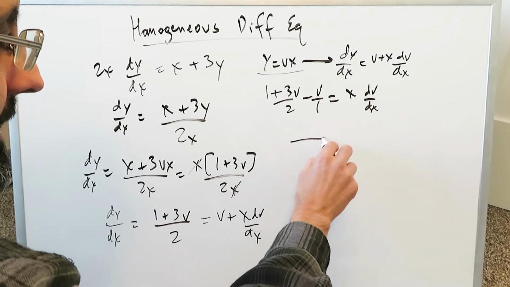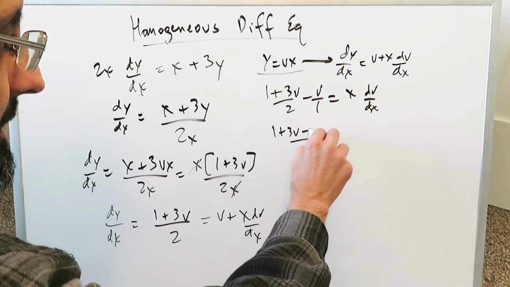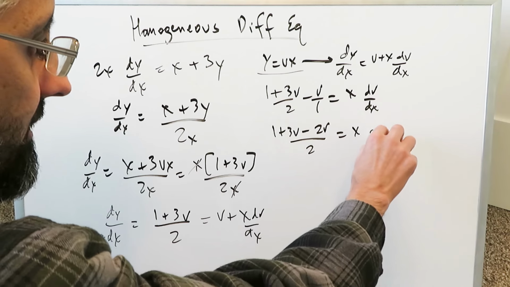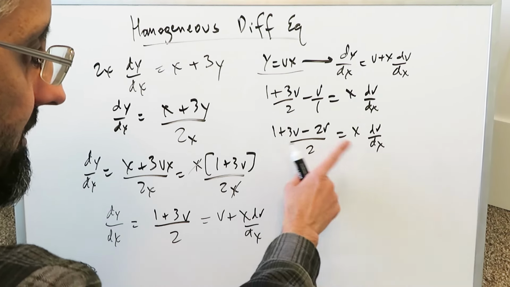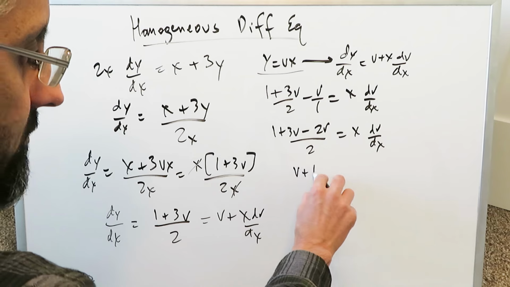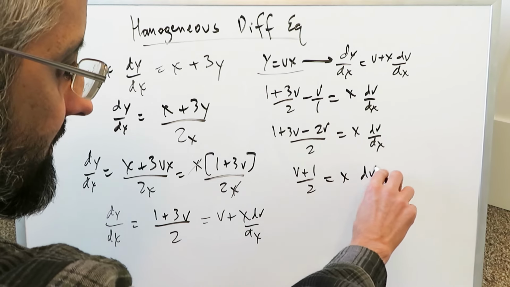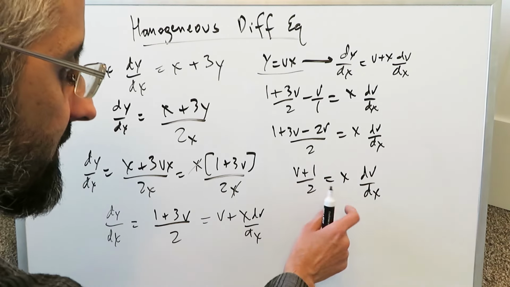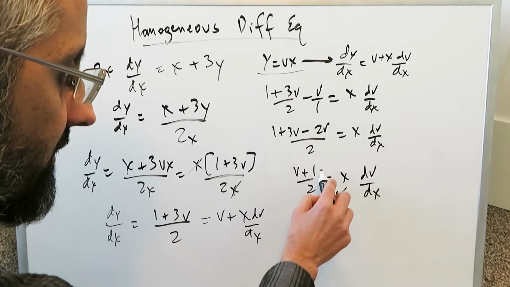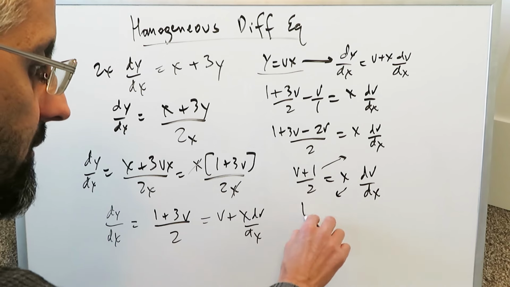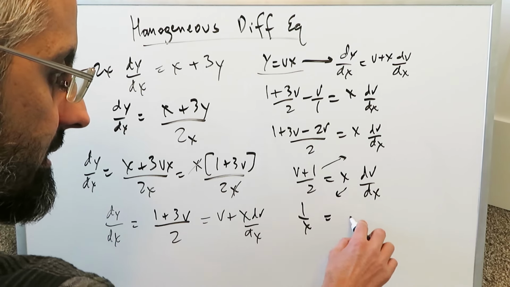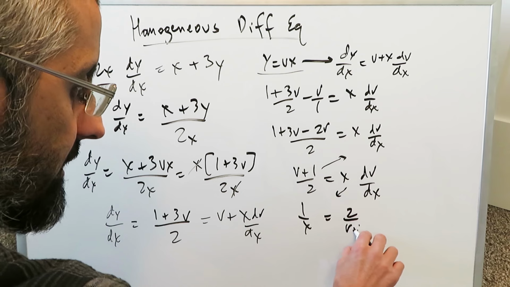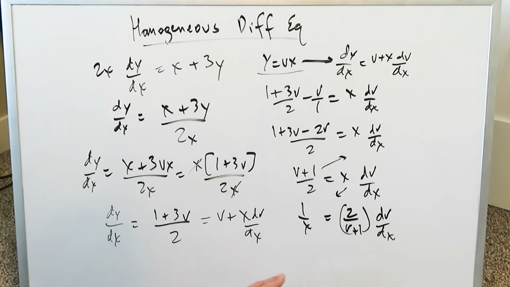When you do the common denominator, it's 2. You'll have 1 plus 3v minus 2v is equal to x dv over dx. You can simplify the numerator item. You'll have v plus 1 over 2 is equal to x dv over dx. Now you can clearly separate the variables across the equal sign. You'll take the x on this side, you'll take all of this on the other side. When you do that, you'll get 1 over x, and here you'll get 2 over v plus 1 dv over dx. That right there represents the variables which have been separated, which can now undergo the simple integration procedure.